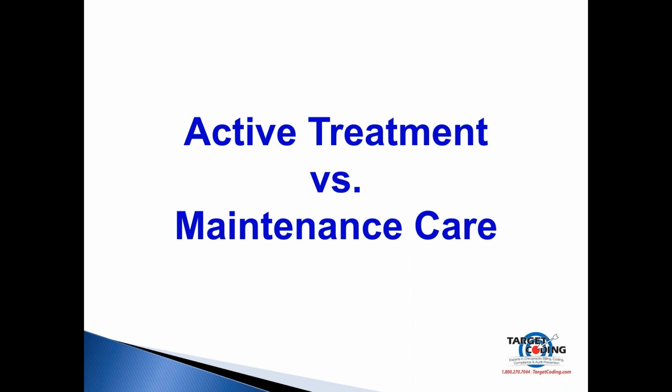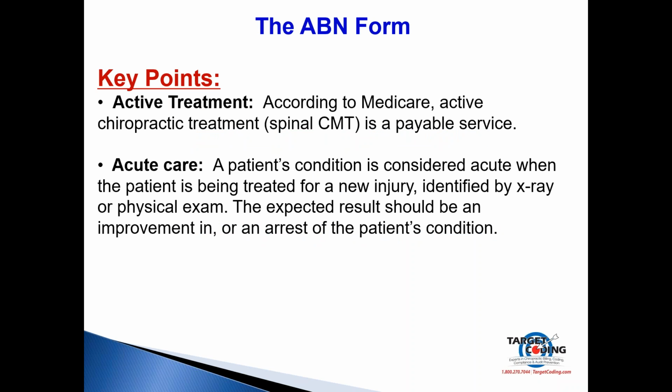So let's talk about the difference between active treatment and maintenance care. Active treatment, according to Medicare, is this: a patient's condition is considered acute when the patient is being treated for a new injury identified by x-rays or exam, and the result is going to be an improvement or an arrest of the patient's condition. That's active treatment.